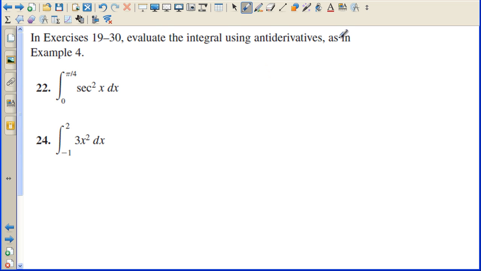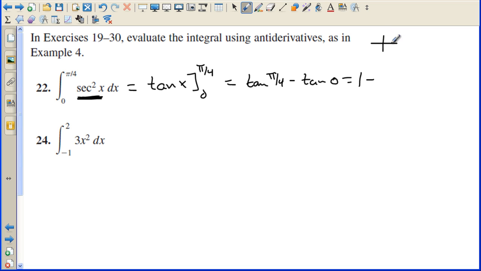We want to evaluate the integral using antiderivatives, just like we just did in example 4. So we have to think about what did we take the derivative of to get secant squared, and that's the tangent. And we're going to evaluate tangent from 0 to pi over 4, which is the tangent of pi over 4 minus the tangent of 0. And the tangent of pi over 4 is square root of 2 over 2 over square root of 2 over 2, which is 1. And then the tangent of 0, sine over cosine, 0 over 1, that's 0. So the answer is 1.